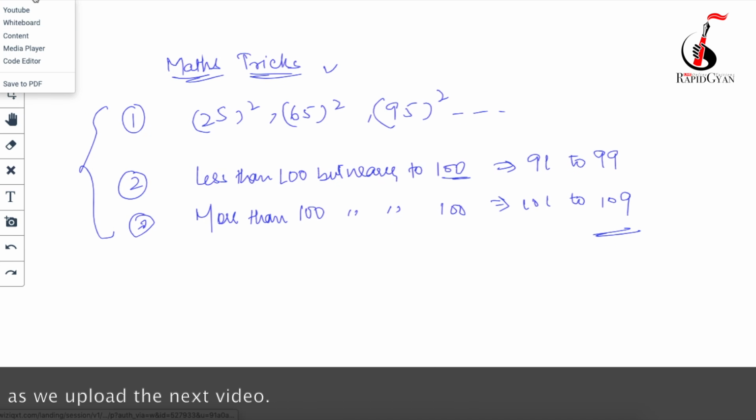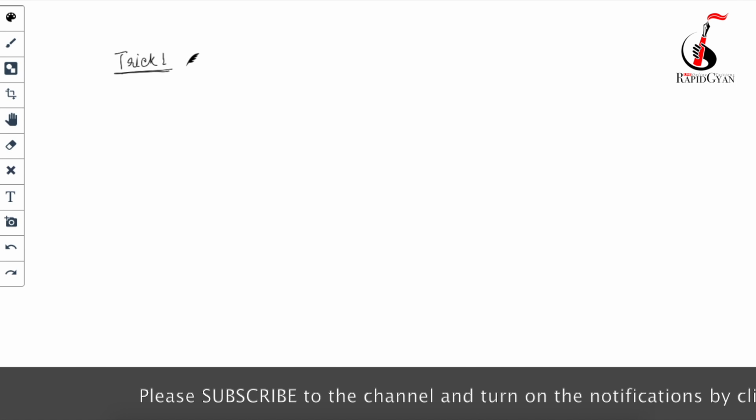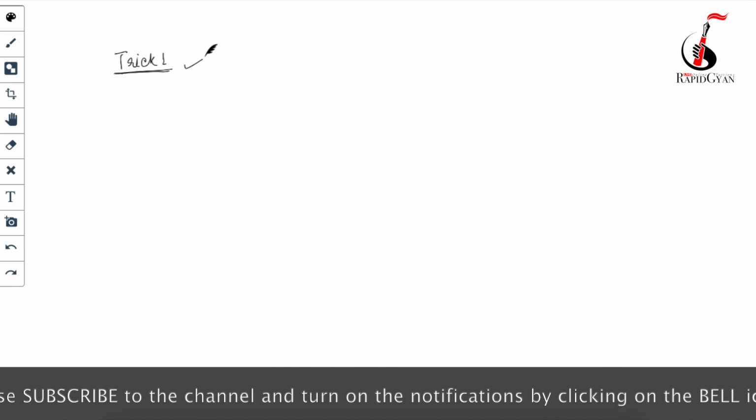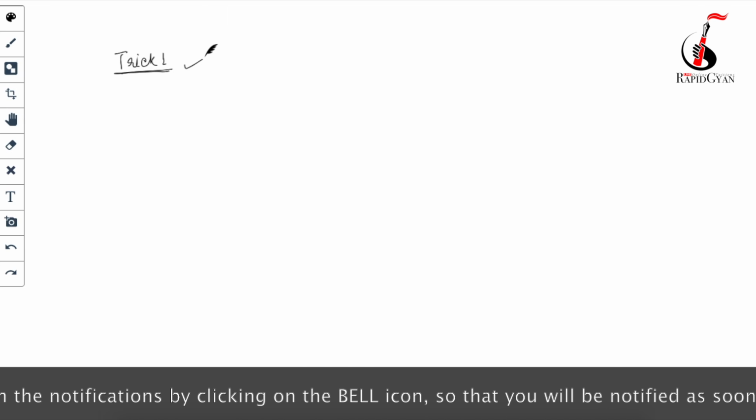Okay, so let's start with the first trick. So I will just highlight. Okay, so this is your trick one. What was your trick one? I told you that I will teach you to find the square of a number whose unit digit is 5.